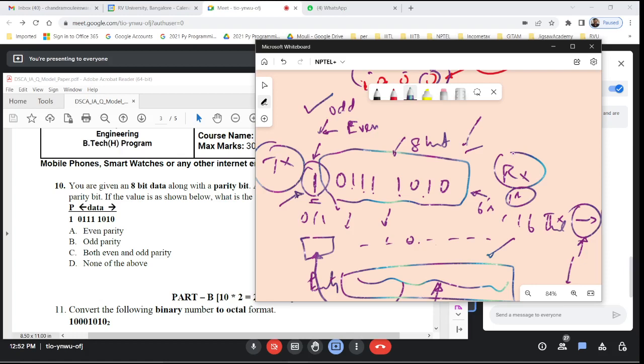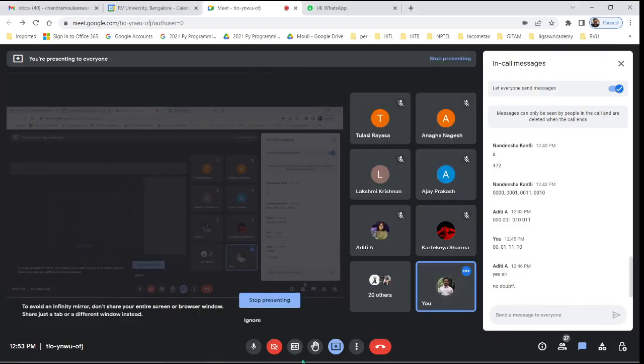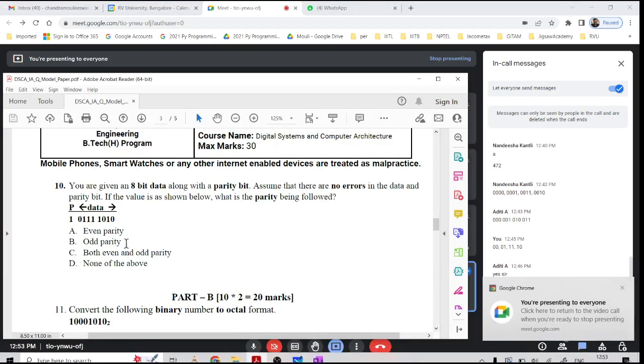If it was an odd parity, then the number of ones is already odd here, so it would have been 0 here. Okay, so the fact that it is 1 and the number of ones in this whole information is even, then you will know that the parity being followed is an even parity. Okay, so the answer for this is A.